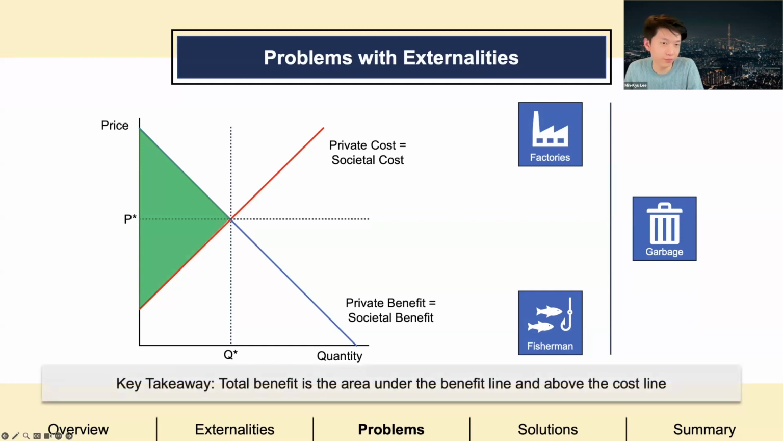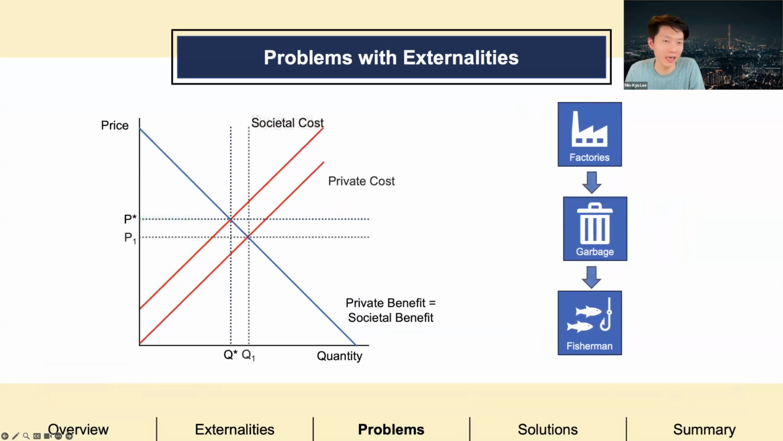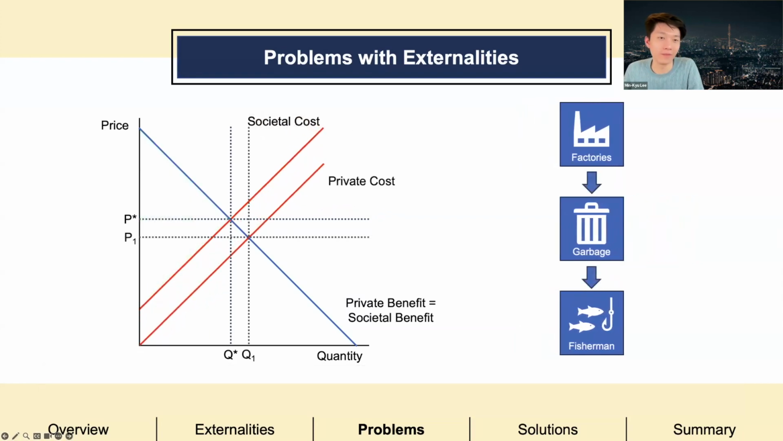Now, really the total benefit, as we all know, is that area below the blue line, which is the benefit line, and above the cost line. And of course, behind the amount that's produced. Now, let's add an externality in here. Let's add garbage in and see what happens.